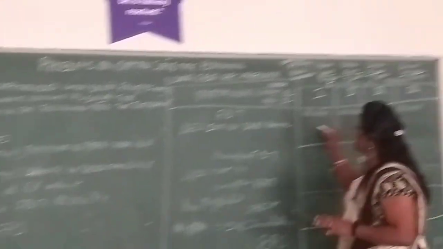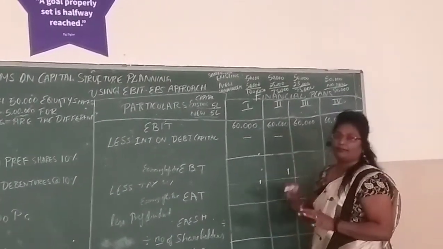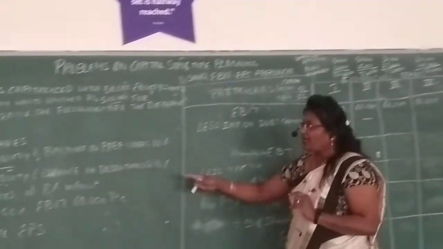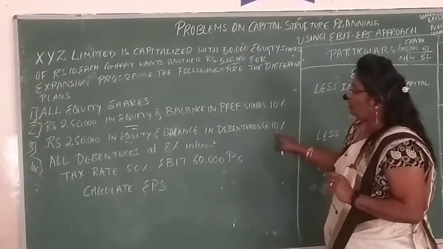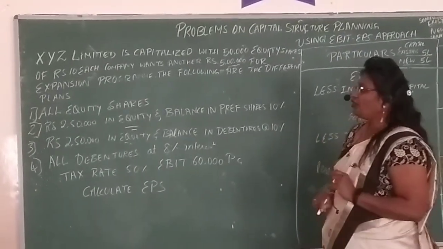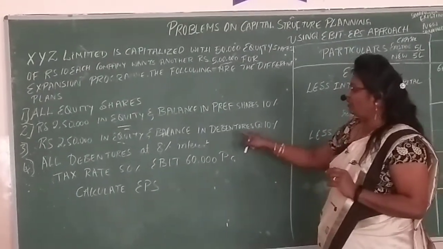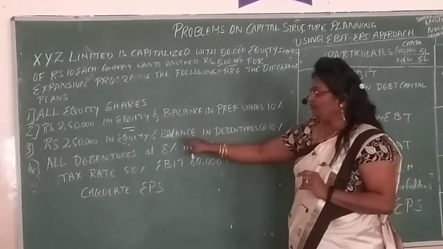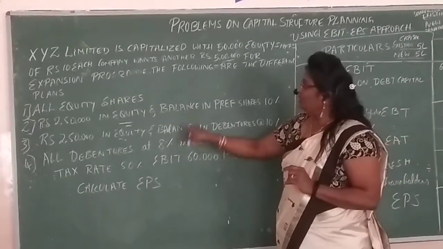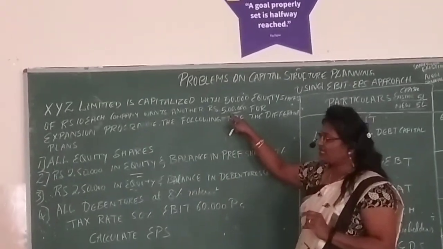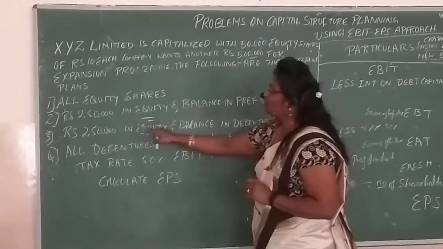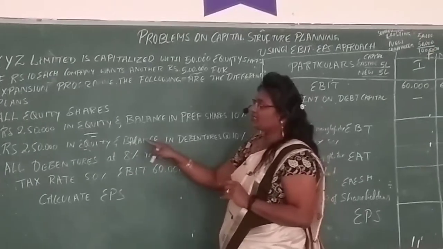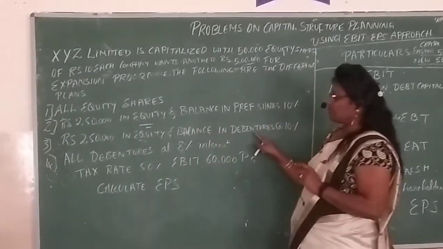So what happens here? Nil and nil. Plan 1, plan 2. Plan 3, we have debt capital of 10% on how much? On 2,50,000. How did we find out it is 2,50,000? Because we have mentioned here balance: the total amount required was 5 lakhs. Out of 5 lakhs, 2,50,000 we have taken from equity. So the remaining 2,50,000 is in debenture.